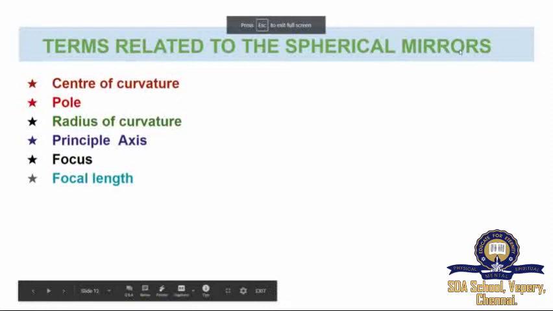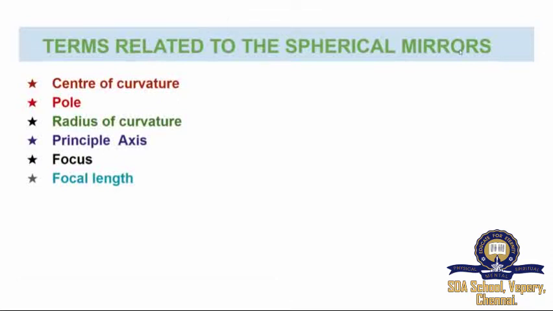Terms related to spherical mirrors. In order to understand the image formation in spherical mirrors, first you need to know about some of the terms related to them. They are center of curvature, pole, radius of curvature, principal axis, focus, and focal length.